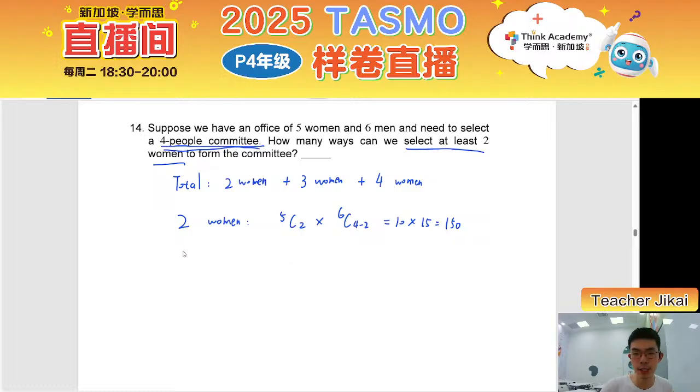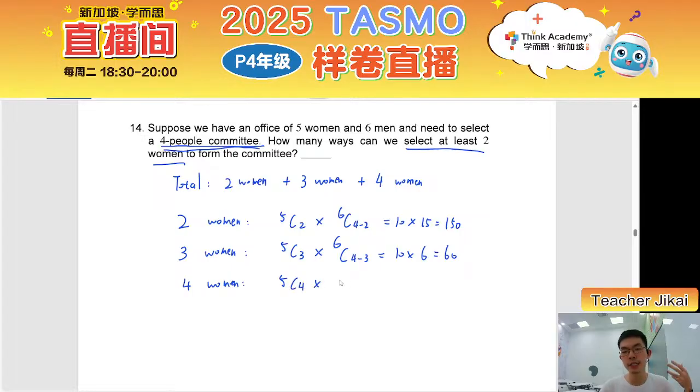So it will be the same for the 3 women choices, right? For the 3 women, 5 women we choose 3, and we have 4 minus 3, 1 vacancy for the men here, and we choose 1 from the 6. So it will be 10 times 6. So the answer here is 60. So how about 4 women here? 5 we choose 4, right? So do we have vacancies for the men here? No vacancy. So it means we choose no man in this committee for 4 women. So no man is also 1 choice, right? So we put a 1 here. So it will be 5C4, which is 5 times 1, so it is 5.